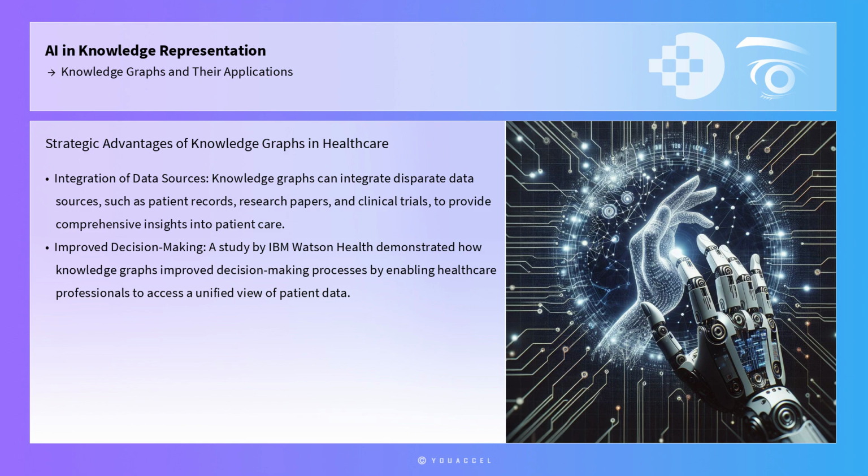In addressing real-world challenges, knowledge graphs offer a strategic advantage in managing complex data ecosystems. For instance, in the healthcare sector, knowledge graphs can integrate disparate data sources, such as patient records, research papers, and clinical trials, to provide comprehensive insights into patient care and treatment outcomes. A study by IBM Watson Health demonstrated how knowledge graphs improved decision-making processes by enabling healthcare professionals to access a unified view of patient data, leading to more informed treatment plans and improved patient outcomes.